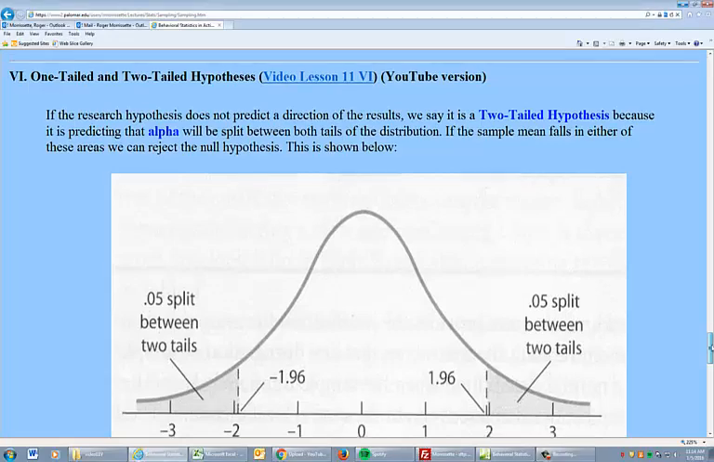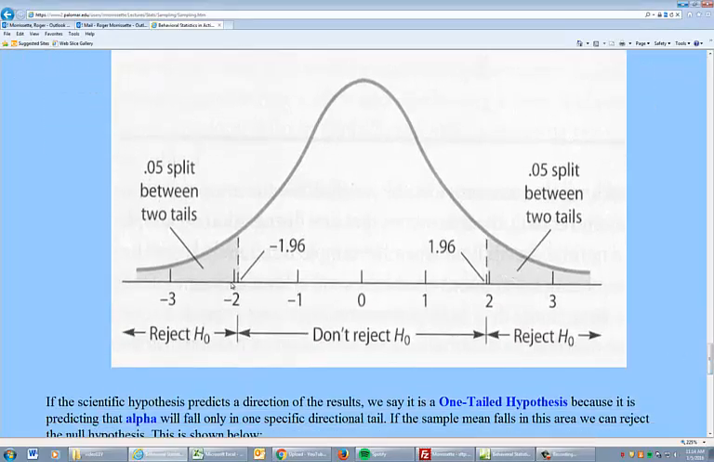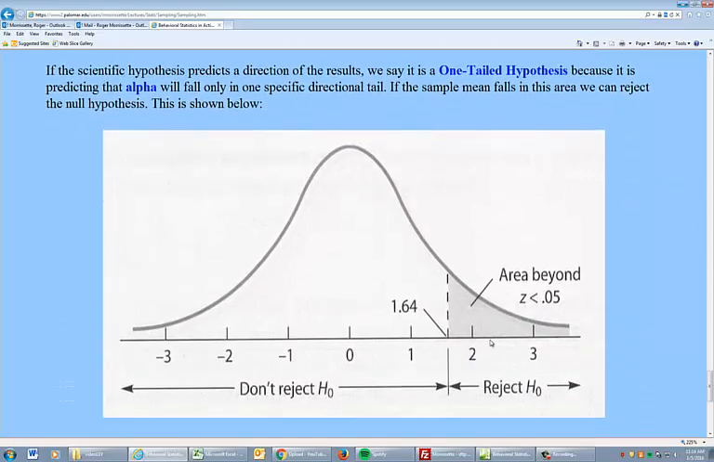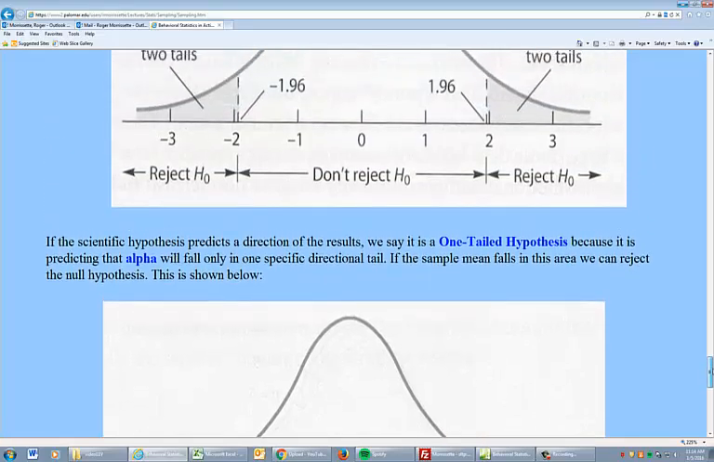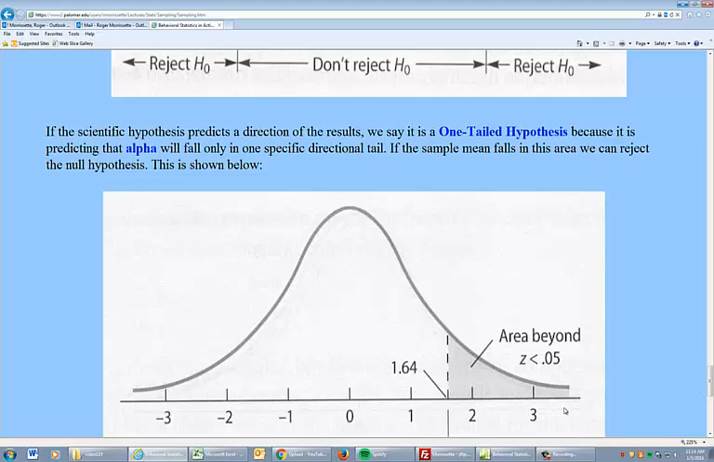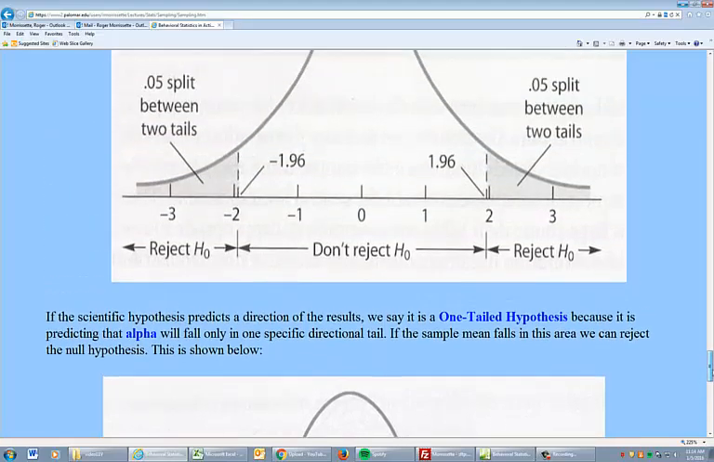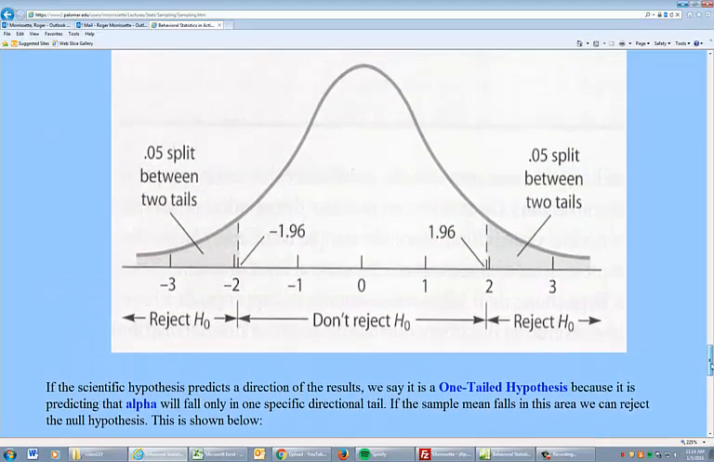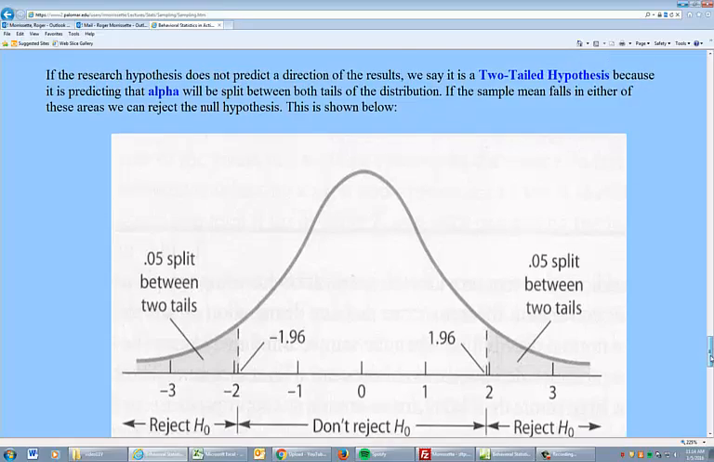Well, it turns out we can split that 5%, and notice where the cutoff is here. We can split that 5% into the two tails, or we can put it all in one tail. Notice the cutoff is over here. The cutoff is further to the middle in a one-tailed test than it is in a two-tailed test, because we're putting all of the 5% into one tail rather than into two tails. So this directly relates to the way we write a hypothesis.